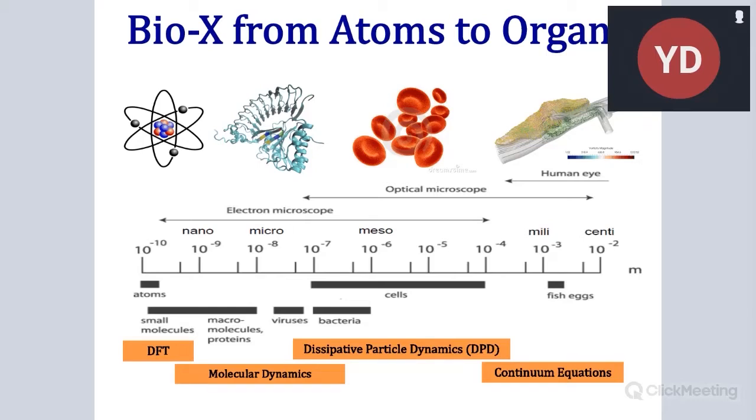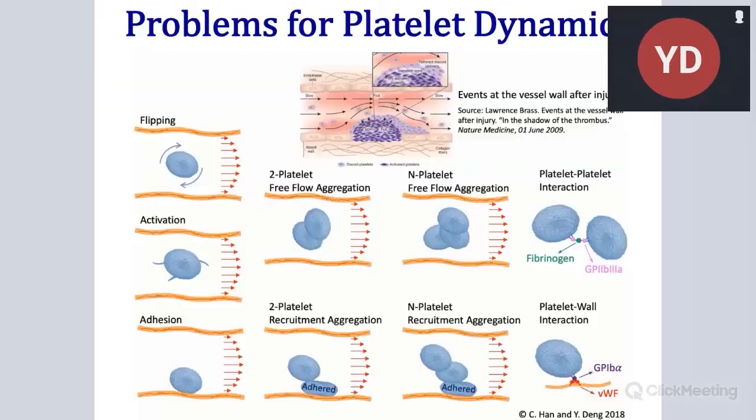So we have a large number of graduate students. I said each picture is a PhD thesis. So we try to survive with learning. And this one here is a classified problem according to the number of platelets and according to how they interact.